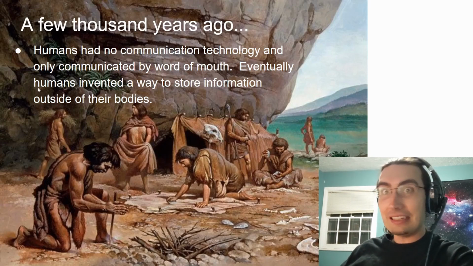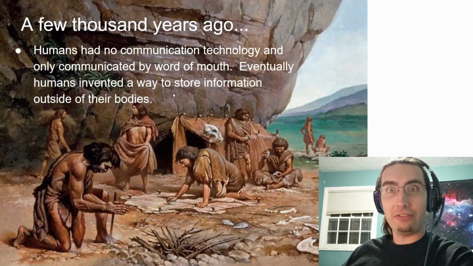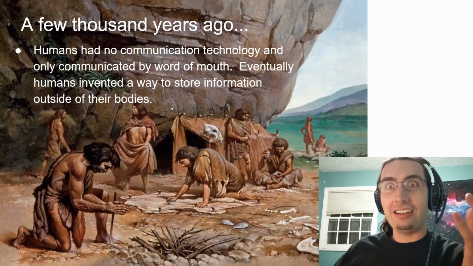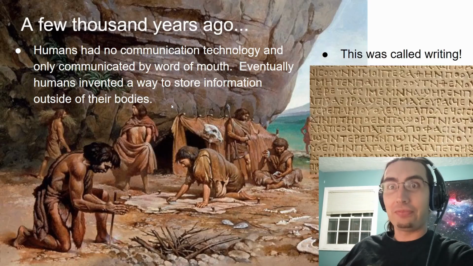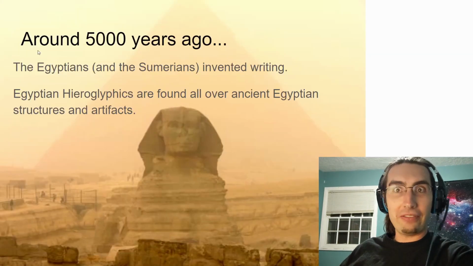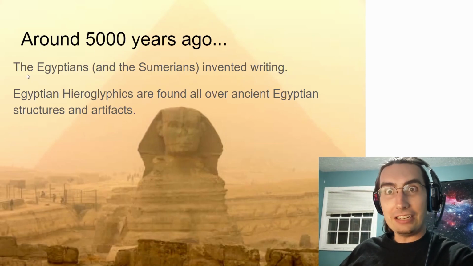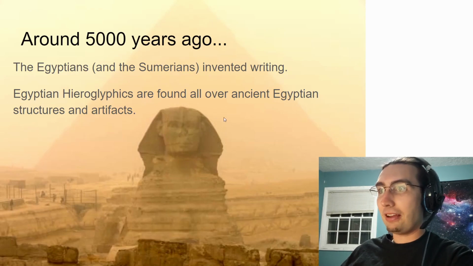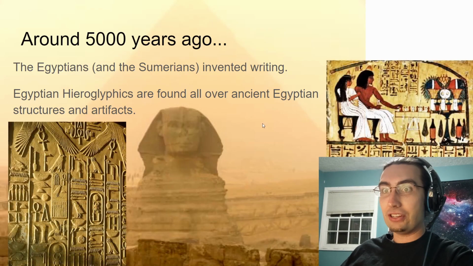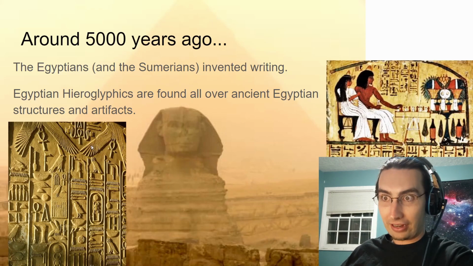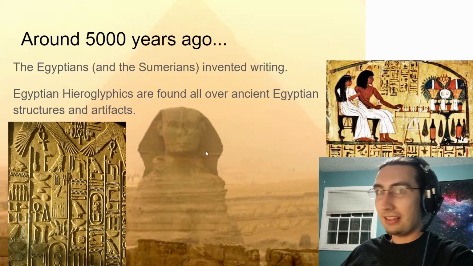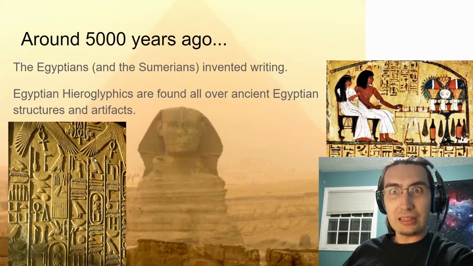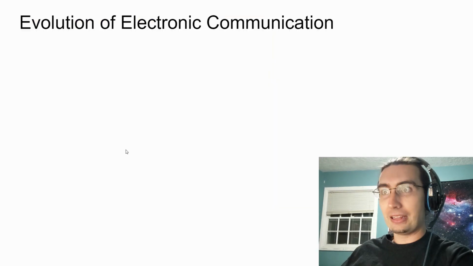Eventually, humans invented a way to store information outside of their bodies. And it was called writing. The first people around 5,000 years ago that invented writing were the Egyptians and the Sumerians, which was a different culture. And Egyptian hieroglyphics are found all over ancient Egyptian structures and artifacts. This was a really cool form of writing that used pictures as letters, sort of. It was a really interesting writing system.